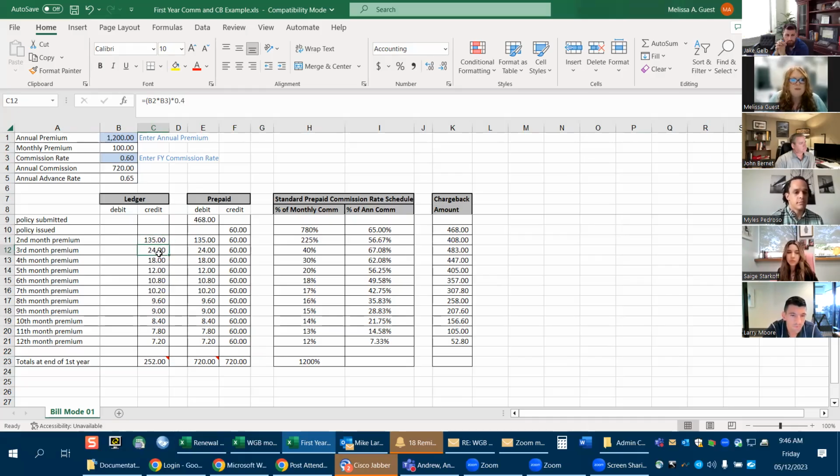Okay. And then this is going to be the calculated amount based on the commission schedule, the monthly commission schedule. And so this is just going to be the calculated amount that you see here, and then also the calculated chargeback amount if the policy lapses in any given month. And you can come in here and play with it. You can change it. It'll change all the amounts for you.